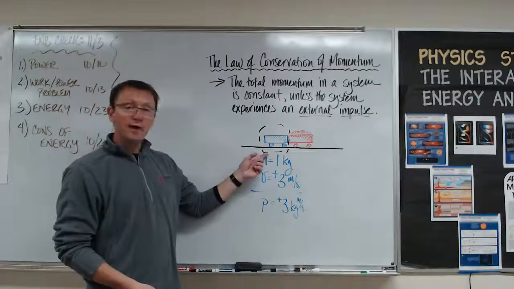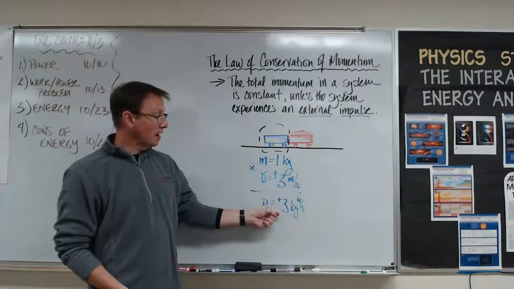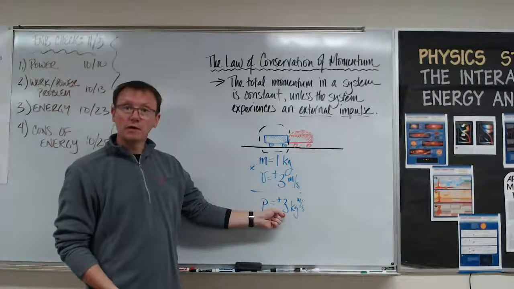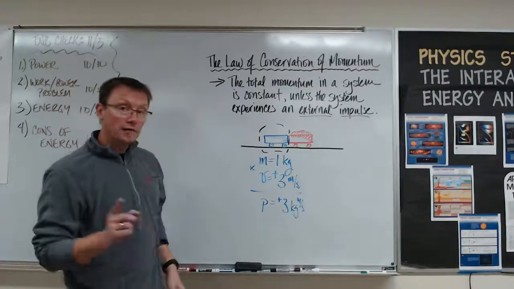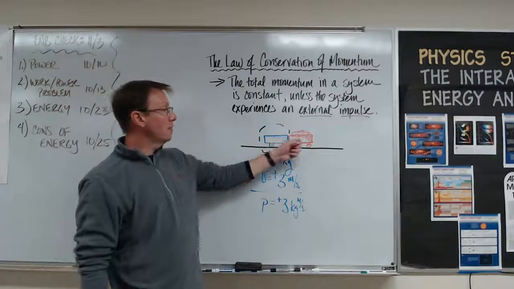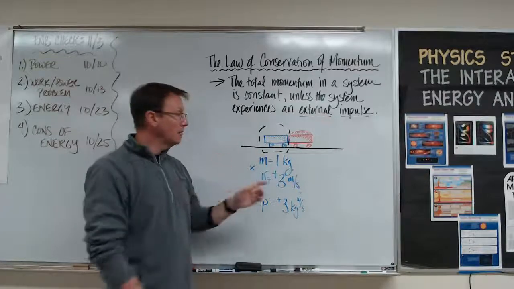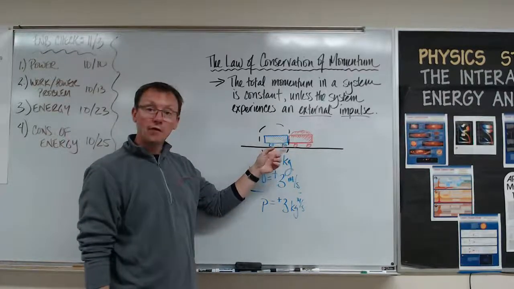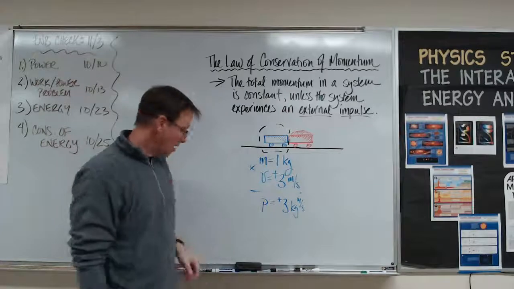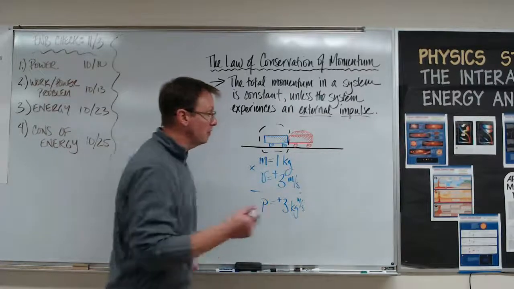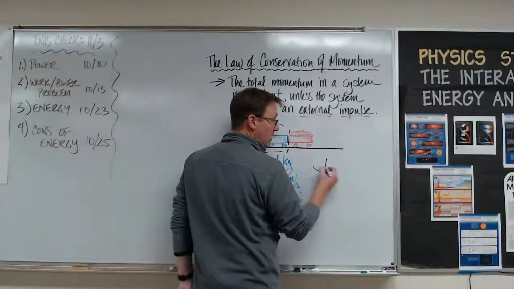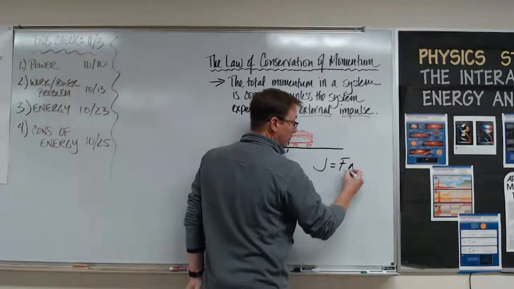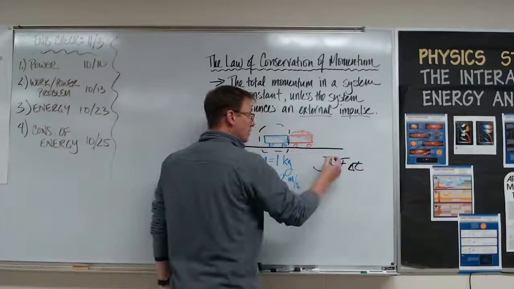Okay, so let's take the blue cart as the system by itself initially. So if I take the blue cart by itself, we know that it has a momentum of positive 3 kilogram meters per second. But we know that the red cart is going to hit it. And so it's going to apply a force over a certain period of time. Now don't forget that a force applied over a certain period of time is an impulse, right? Force times the change in time is the impulse.